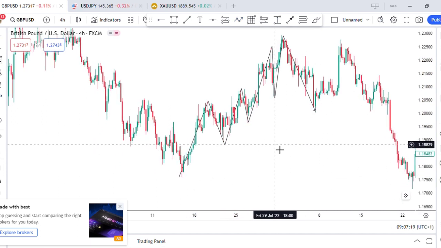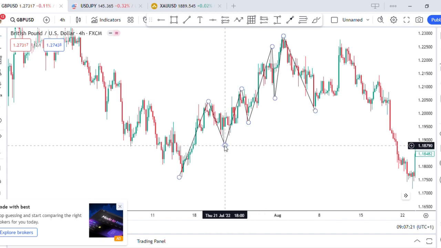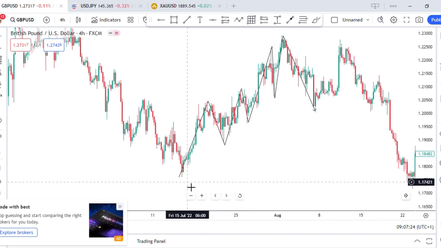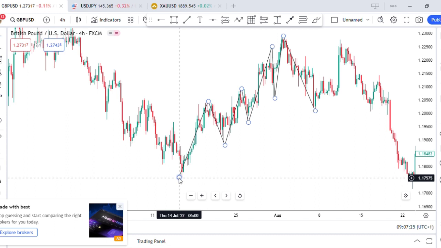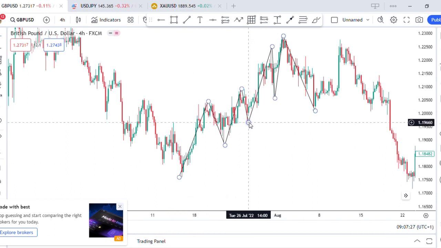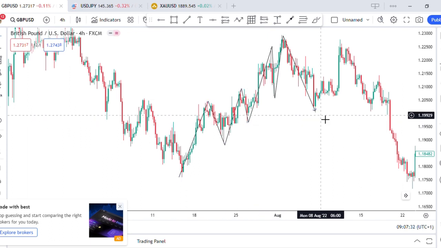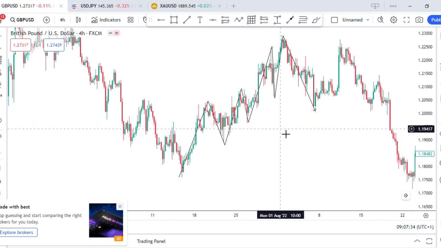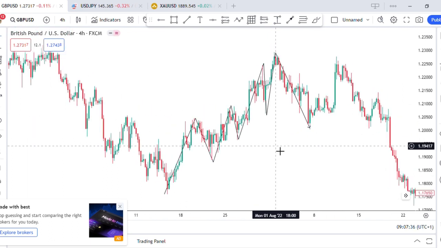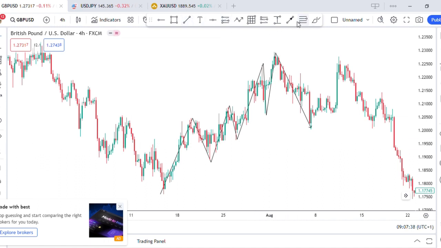If you notice this trend, we have this higher low. This higher low does not break this higher low. Likewise, the same. This higher low does not break this higher low. This higher low does not break this higher low. But what happened here? We have a break of structure. A break in market structure.